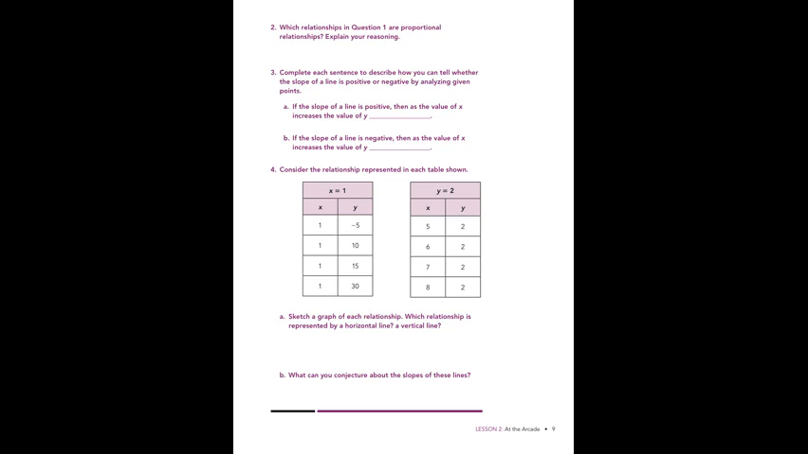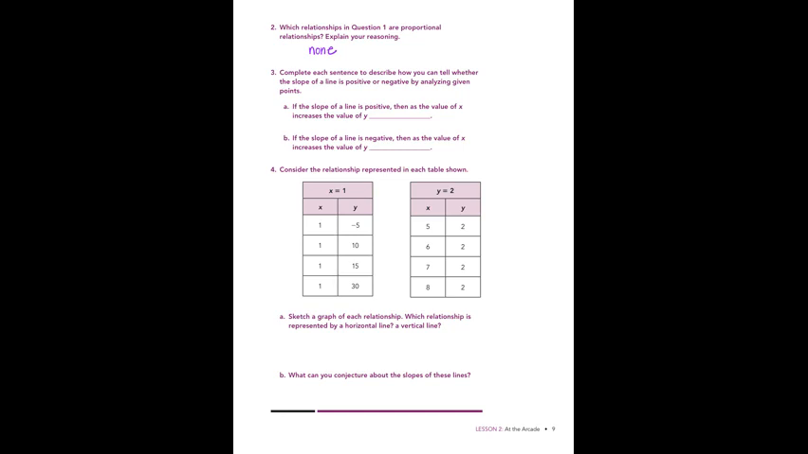So here we are on page 317. Which relationships in question 1 were proportional? None. And we just explained it on the previous page. Then it wants us to complete each statement to describe how you can tell whether the slope of a line is positive or negative by analyzing given points. And I want you to pause my video and think about that. Okay.